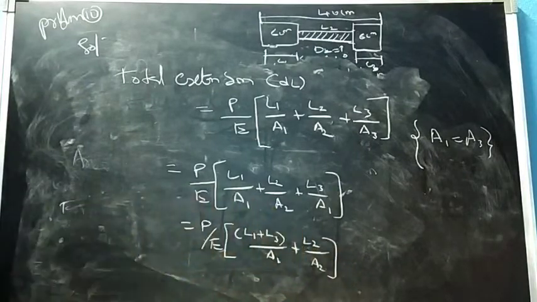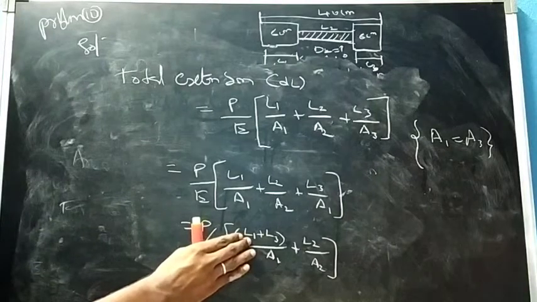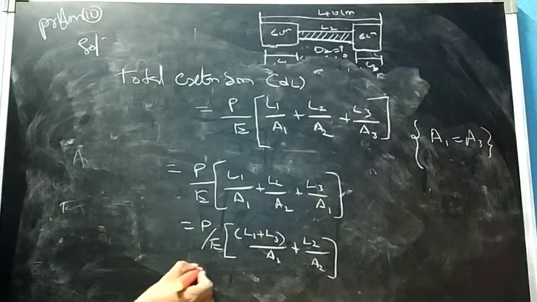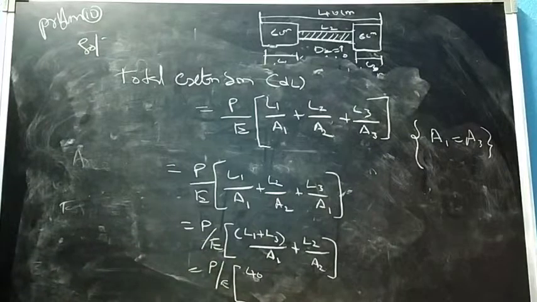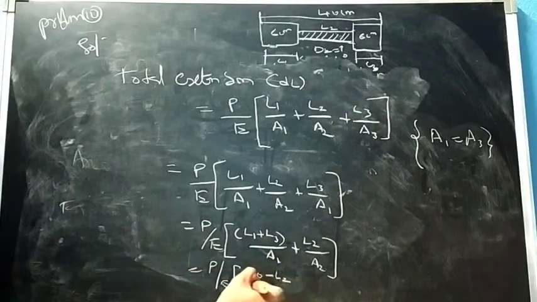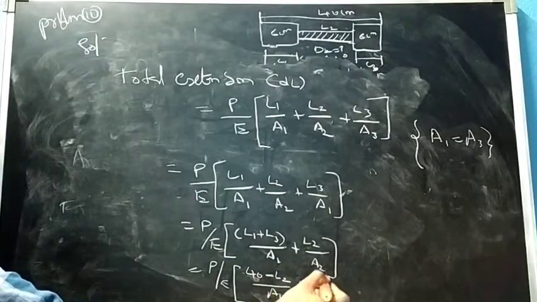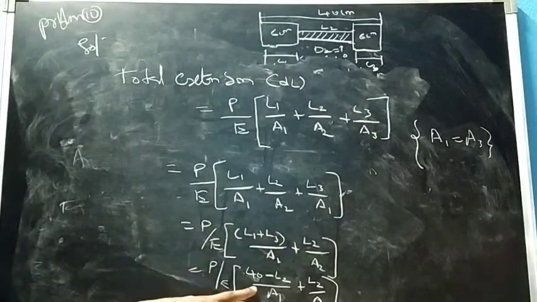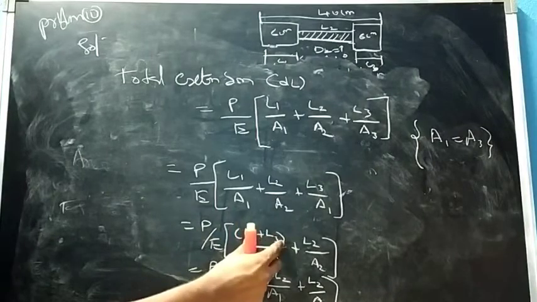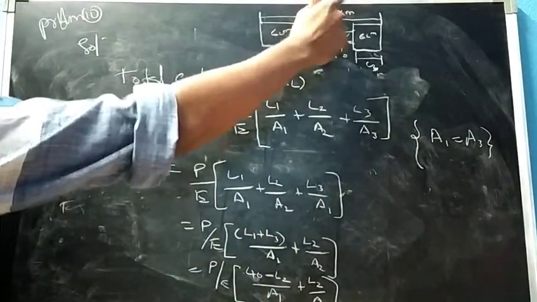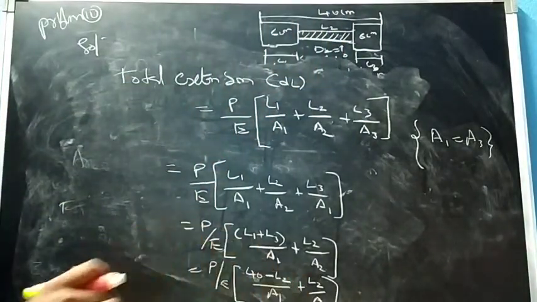So we are going to find out the length. So we know that P upon E is equal to, the total length is 40, so L1 plus L3 I can write as total 40 minus L2, upon area A1 plus L2 by A2, right? So that we can find out L2.